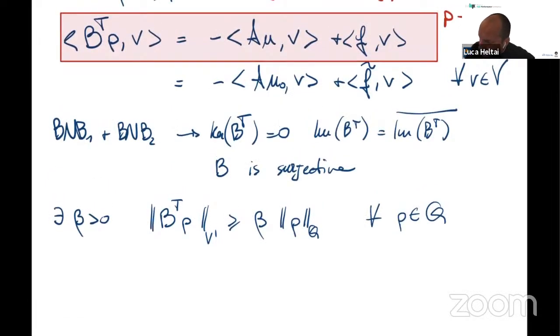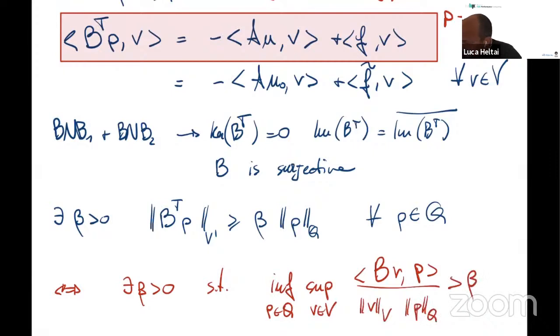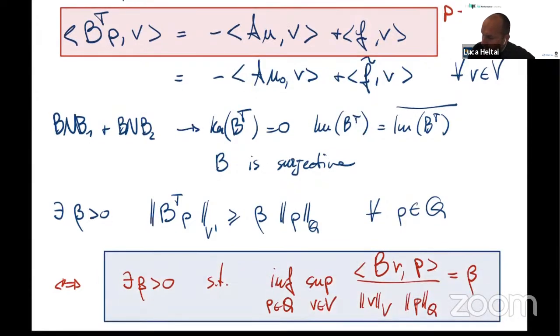This can also be rewritten as an inf-sup condition, which is the same as asking, as we said before, there exists beta greater than zero such that the infimum in P of the supremum in V of B transpose P V, or same thing, which we write as B(V,P), is controlled by beta. And in particular, we have seen that this can be set equal to zero. That it does equality there. Okay, so this is the second condition.